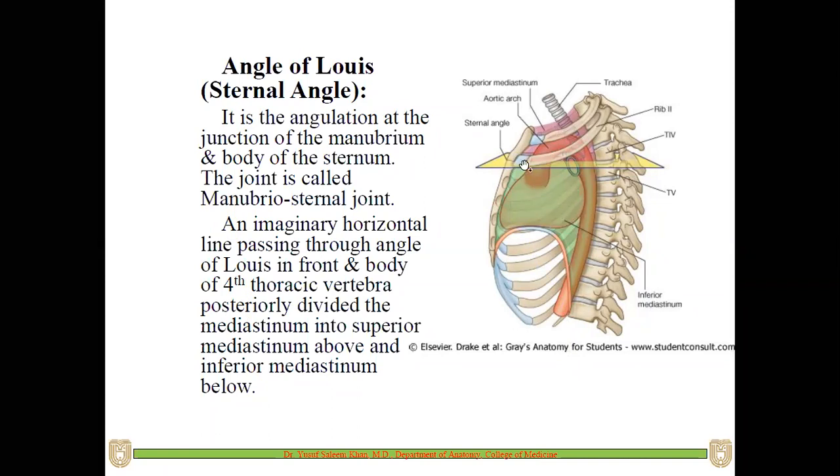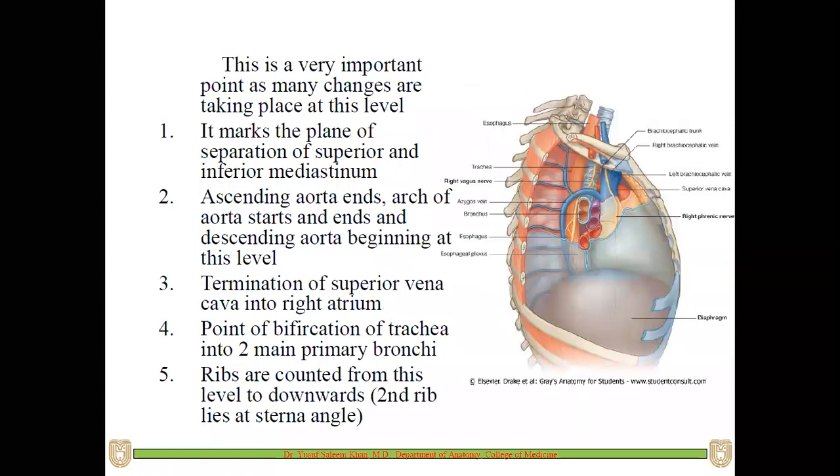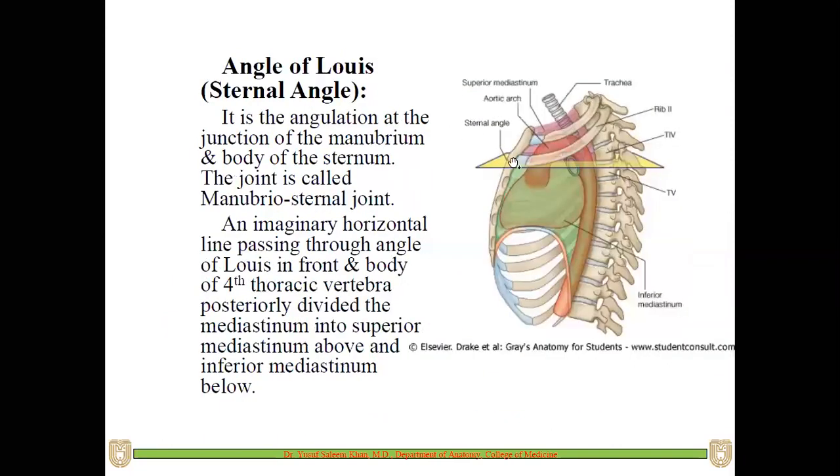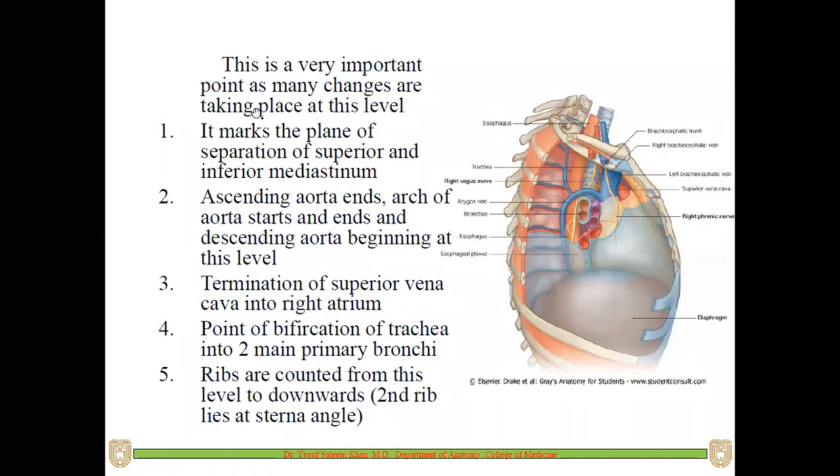So a line passing through the angle of Lewis and the body of the fourth thoracic vertebra divides the whole of the mediastinum into the superior mediastinum, this one, and the inferior mediastinum. So this is a very important region, the angle of Lewis. It is a very important point, as many changes are taking place at this level. As I said, the sternal angle or the angle of Lewis is a very important landmark because many changes are taking place at this level.